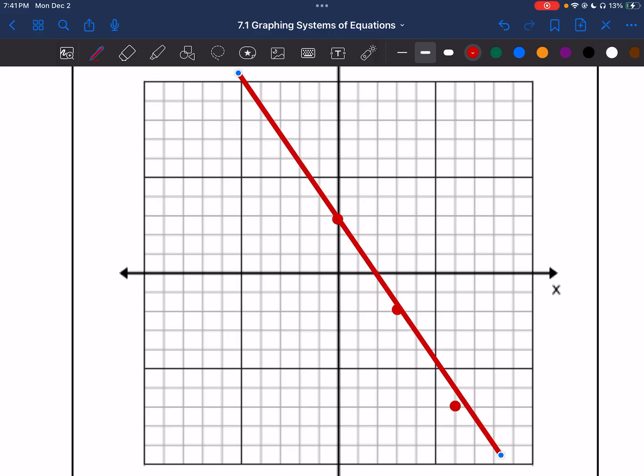Okay, and I'm going to have to fix this bottom end here because it didn't go all the way to the edge of the grid. So it's a lot easier for you guys when you just use a ruler and are able to just draw it out. All right, there's my line there.